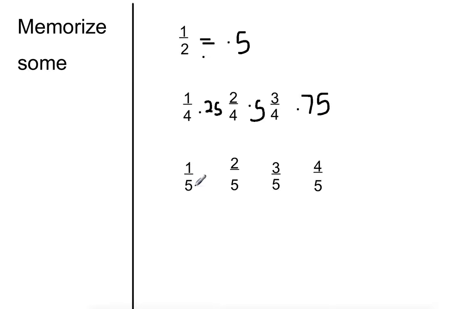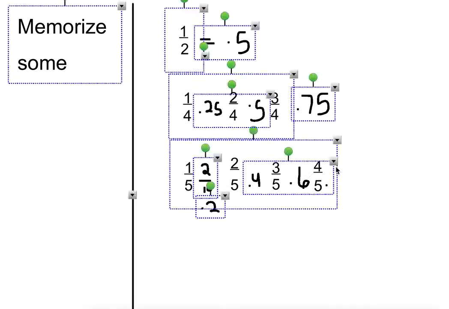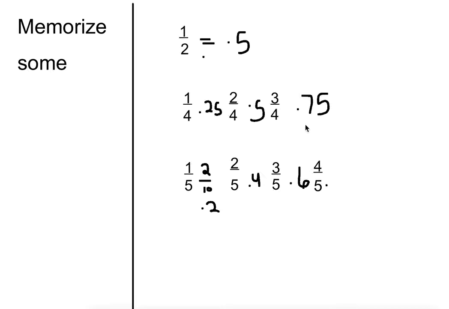1/5. Now remember, you want to get the bottom to 10, so you would multiply by 2. So the top just doubles. 2/10, which would then be 0.2. So that's the pattern that continues. I double the bottom, I double the top, I get 0.4. Double the bottom, double the top, I get 0.6 and 0.8. So these are the ones I want you to start memorizing because these are the easiest ones you should know. You can begin with your worksheet.